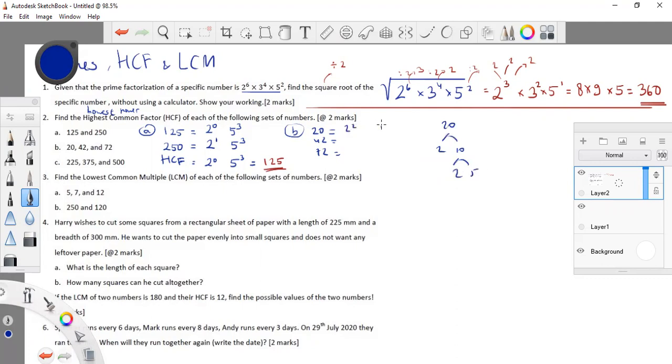So 2 square times 5. And then 42, 2, 21, 3, 7, right? I just make it fast. 2 power 1, 3 power 1, 7 power 1, 5 power 1. Ini ada 3 power 0 taruhnya.